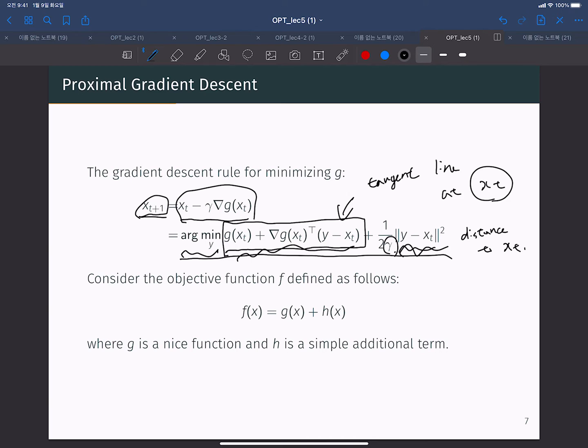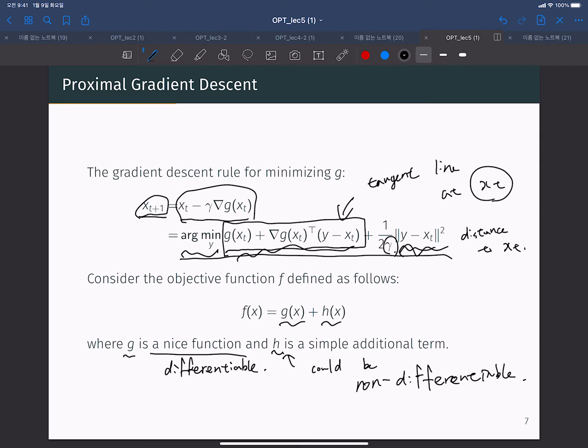Consider the objective function f that is the summation of the original objective function g(x) and some additional cost function h(x). And we assume g is a nice function and differentiable. And h is a simple additional cost function, but it could be non-differentiable.